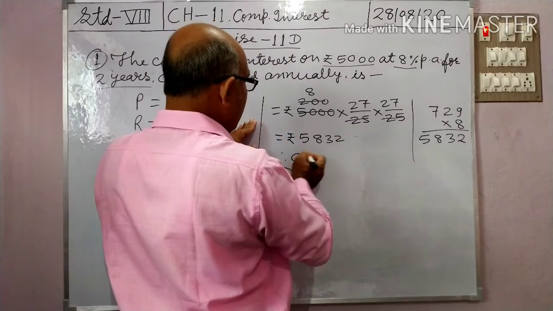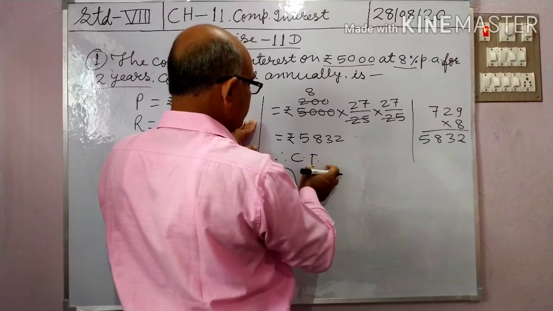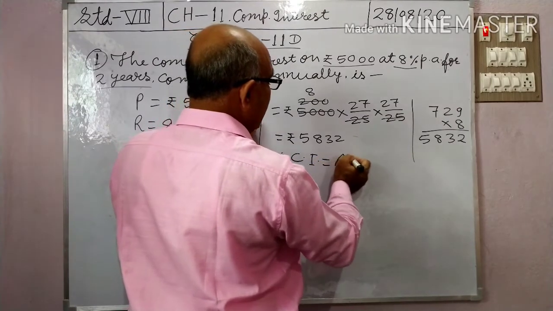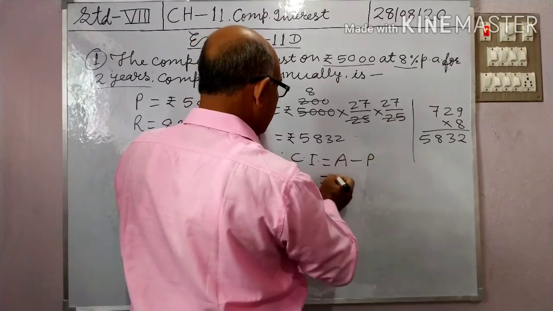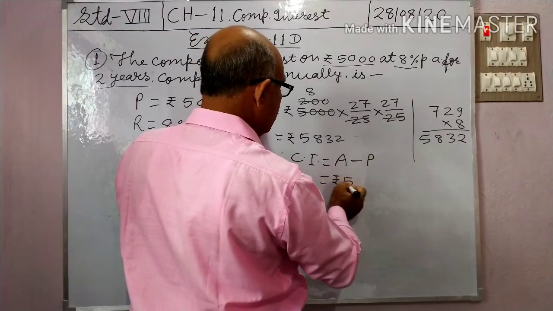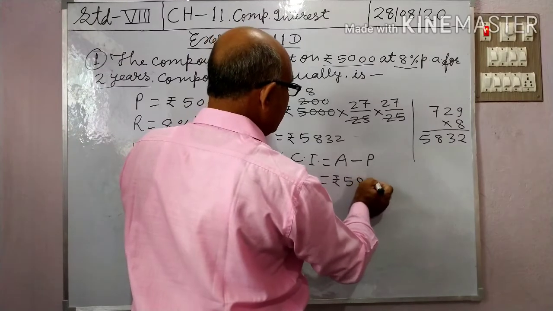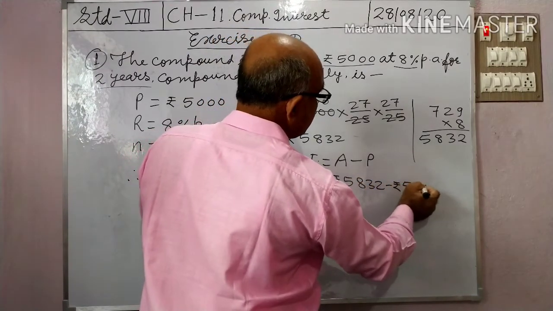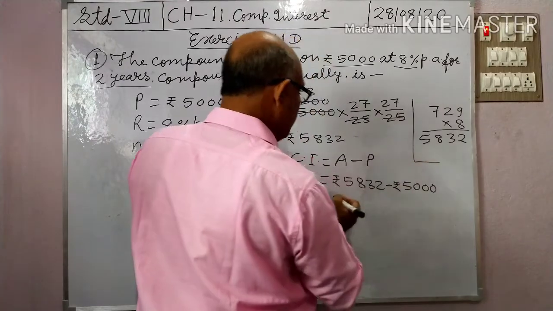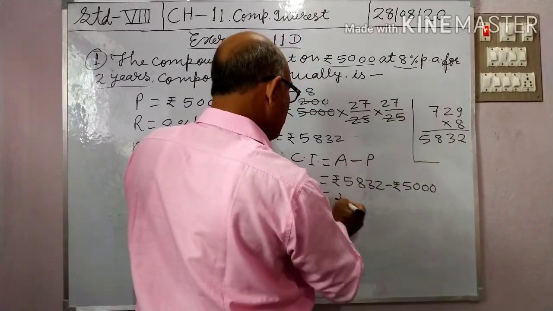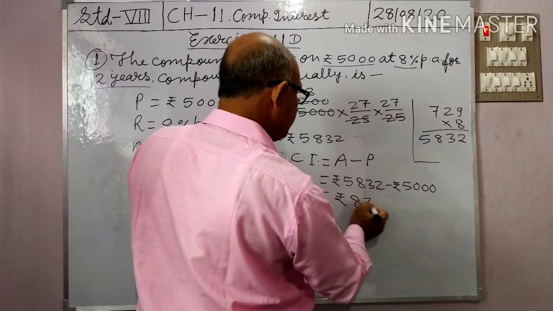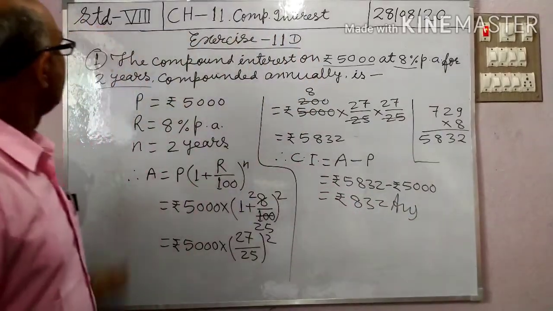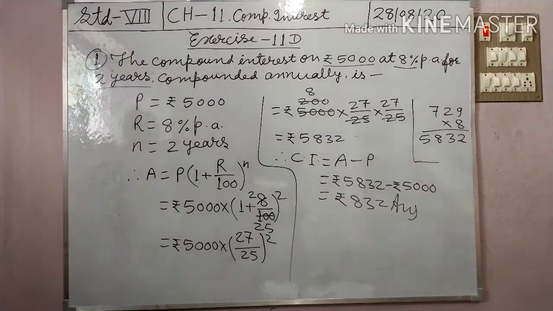So therefore CI equal to A minus P equal to rupees 5,832 minus rupees 5,000 equal to rupees 832. Answer. Understand and write it.